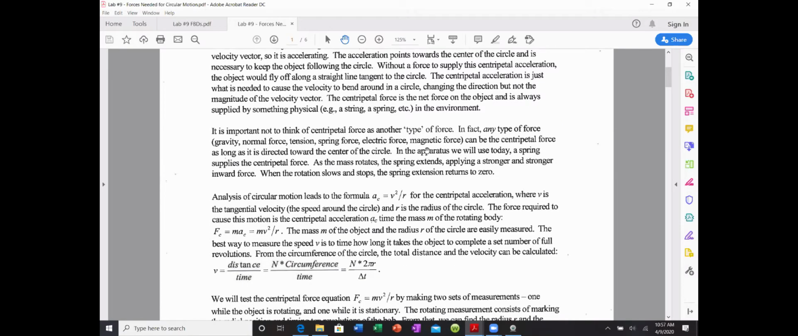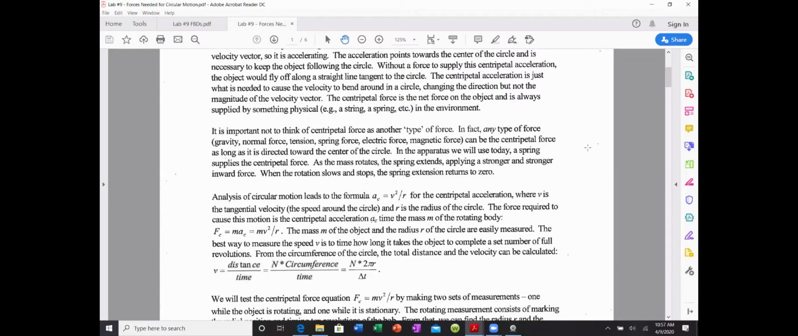This is something I really want to hit pretty solidly here. It is important not to think, I'm going to use the phrase centripetal force, or you're going to see FC written a number of times in the lab. It is important not to think of centripetal force, which is mv squared over r, as another type of force. In fact, any type of force can be the centripetal force as long as it is directed toward the center of the circle. So it's not like your free body diagrams include gravity, springs, normal force, and centripetal force. No. They include gravity, springs, normal force, and one of those forces will be the centripetal force.